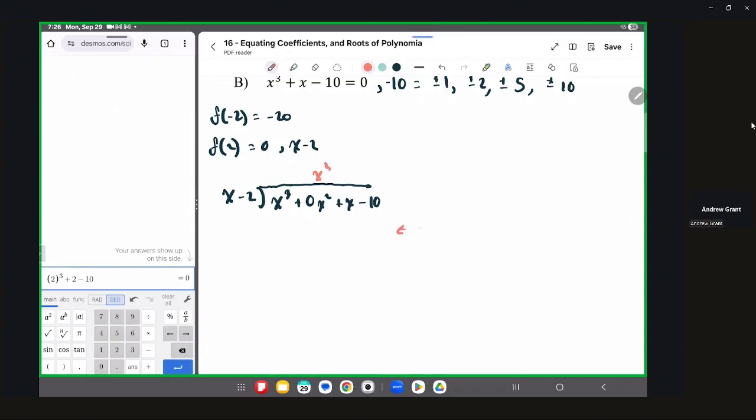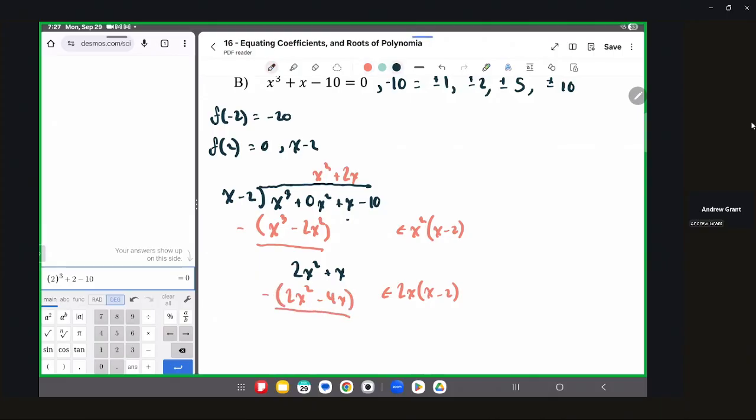So on this line, we're going to write x squared times x minus 2. So that's going to be x cubed minus 2x squared. Minusing them off, we're going to end up getting 2x squared. Bring down the x. How many times does x go into 2x squared? It goes in 2x times. So on this line, we're going to write 2x times x minus 2. So 2x times x is 2x squared. 2x times negative 2 is negative 4x.